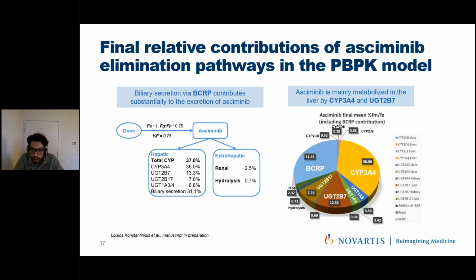And here on the right, you see the standard pie chart indicating the different contributions of all the individual enzymes and transporters. Now, the contribution of BCRP was indirectly determined by switching on and off the BCRP in the liver at the dose level where we thought that BCRP is not saturated, and then calculating the percentage of the clearance that BCRP contributes. This was then further subtracted by the contribution of the UGTs to account for the active secretion of the parent drug.